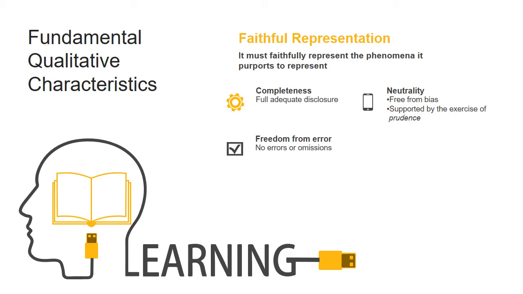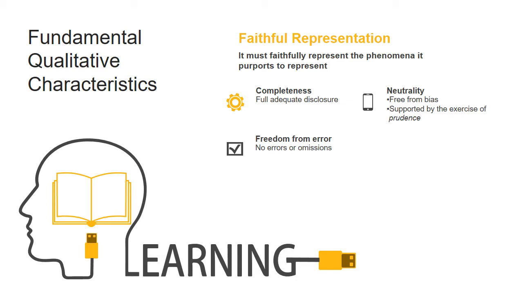When we say completeness, there is full adequate disclosure of the items that are recorded in the books of the corporation. So, lahat dapat ng transactions, events na naka-record sa book ni corporation dapat naka-disclose either on the face of the financial statements or in the notes to the financial statements. Neutrality. Neutrality means it is free from bias or supported by the exercise of prudence.